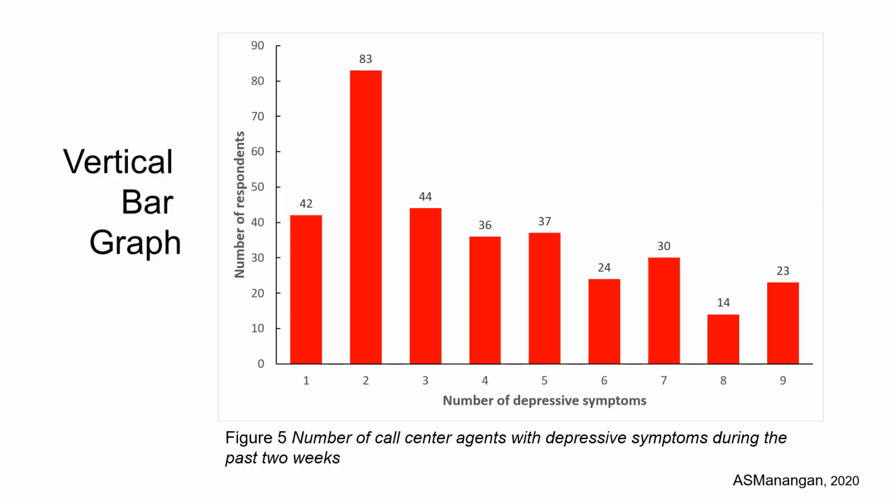The number of depressive symptoms is the quantitative discrete variable and is placed on the x-axis, and the absolute counts, which is the number of respondents presenting with depressive symptoms, is placed on the y-axis. Comparison between categories or groupings are made on the basis of the heights of these bars, and it can be seen that most call center agents have been experiencing at most 2 depressive symptoms for the past 2 weeks.